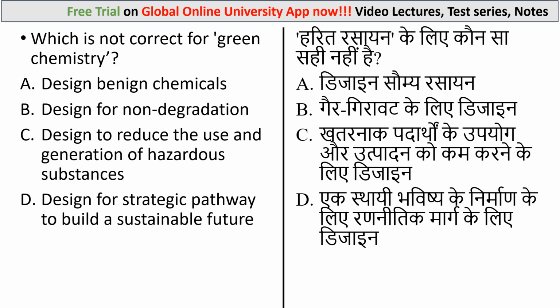It reduces chemical disruption in the ecosystem. The chemicals have a lower potential for global warming, ozone depletion, and the formation of photochemical smoke. So here the correct answer will be option number B. Design for non-degradation is not correct for green chemistry.